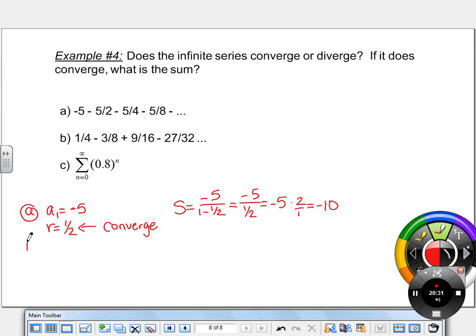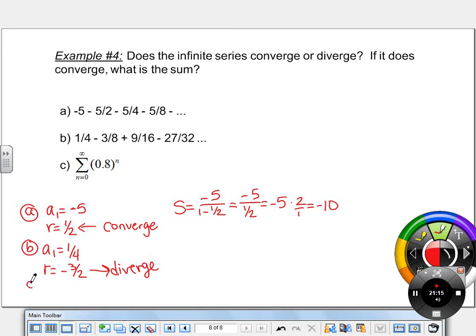For part B, the first term of the series is 1/4. The ratio is a negative number, because notice how it's bouncing from negative to positive. Okay? And to get from 1/4 to 3/8, you would multiply by 3 over 2, and then you would do the same thing again in the next one. Now remember, the negative or positive part of the ratio doesn't answer the question of whether it converges or diverges, but the numerical part does. So the fact that it's 3 over 2, which is 1.5, which is bigger than 1, tells me that this diverges, so I cannot find a sum.